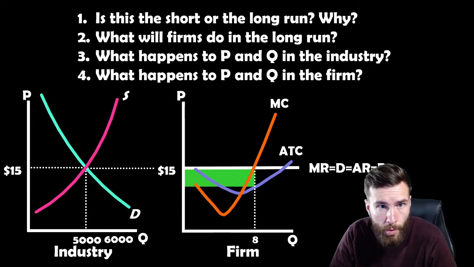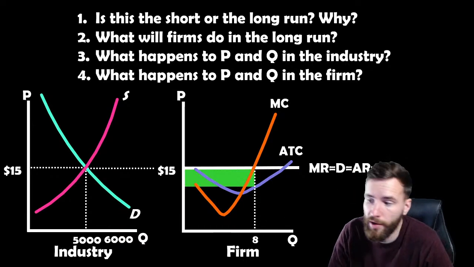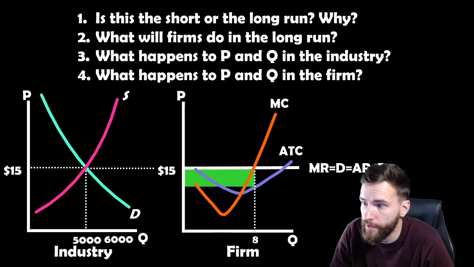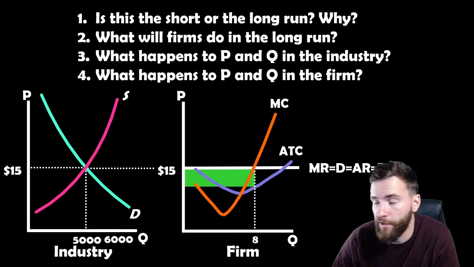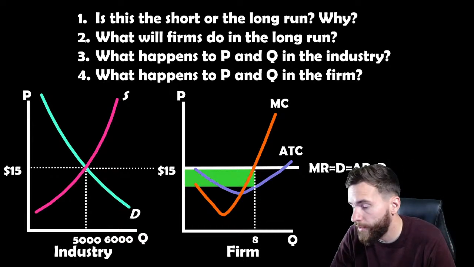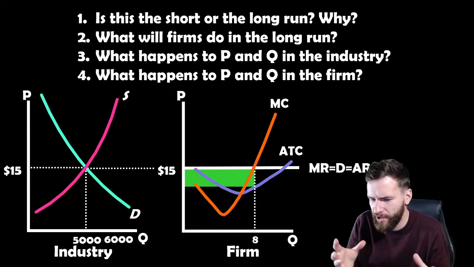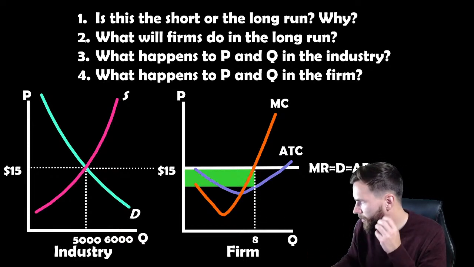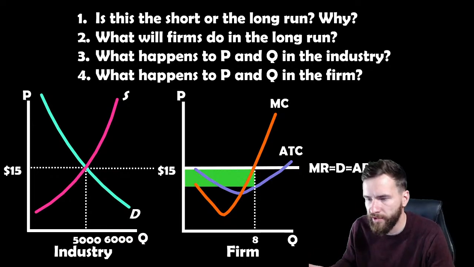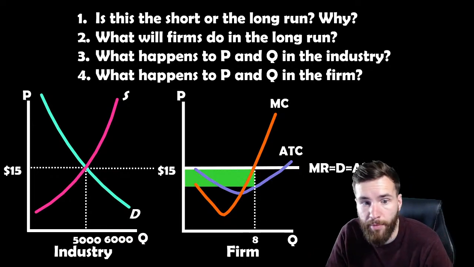So what will firms do in the long run? In the long run, firms can enter or leave the industry. They like tricking you sometimes. Sometimes number two will say, what do firms do in the short run? In the short run, firms can't enter or leave. That's not enough. Not time, but short run means that at least one resource is fixed. So you can't convert and change industries, right? So it has to say long run for there to be firm exit or entry. So what's going to happen to firms in the long run?